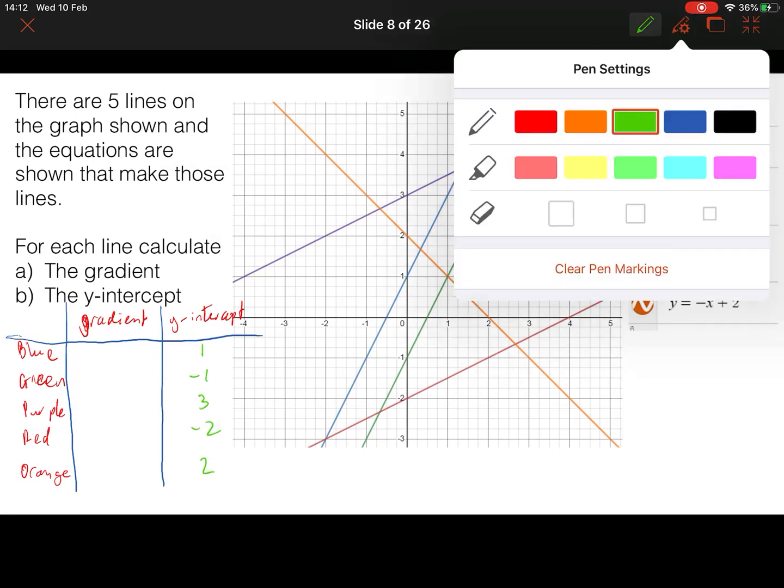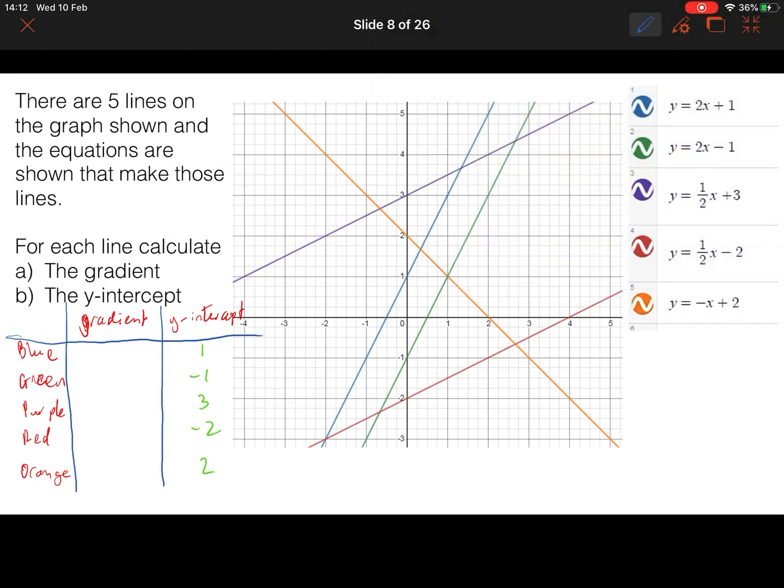Now, the gradients are a little bit more tricky. Okay, hopefully you've managed to do them. You could either pick 2 points and use the formula, or use your right-angled triangles. Now, what you should have found out is that the gradient of the blue line is 2. The gradient of the green line is also 2, it's the same. The gradient of the purple line is 1/2. The gradient of the red line is also 1/2. And the gradient of the orange line is -1.